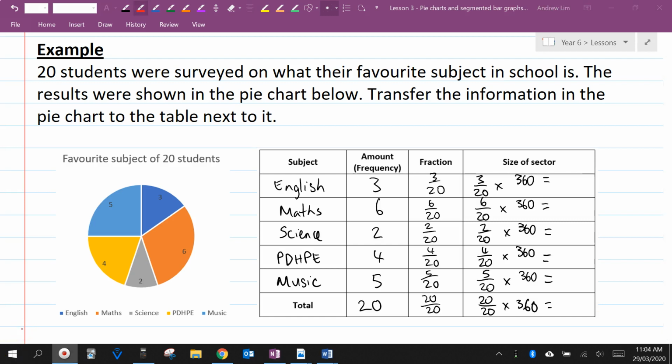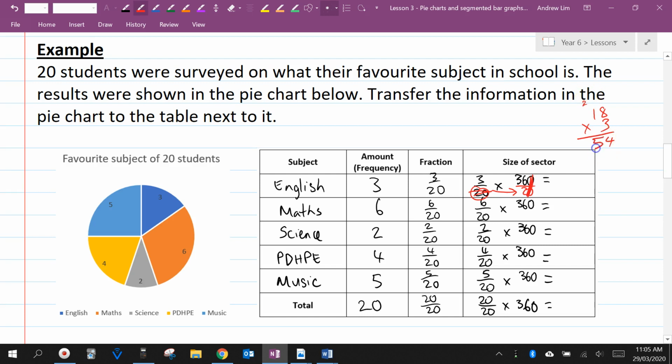Okay, so welcome back. This is most of the table. I just left the size of the sector blank so that I can work through this one with you. So here we've got 3 out of 20 times 360 because there are 360 degrees in a circle. So we can move this 20 to underneath that one. And 360 divided by 20 is 36 divided by 2, which is 18. So we do 18 times 3.